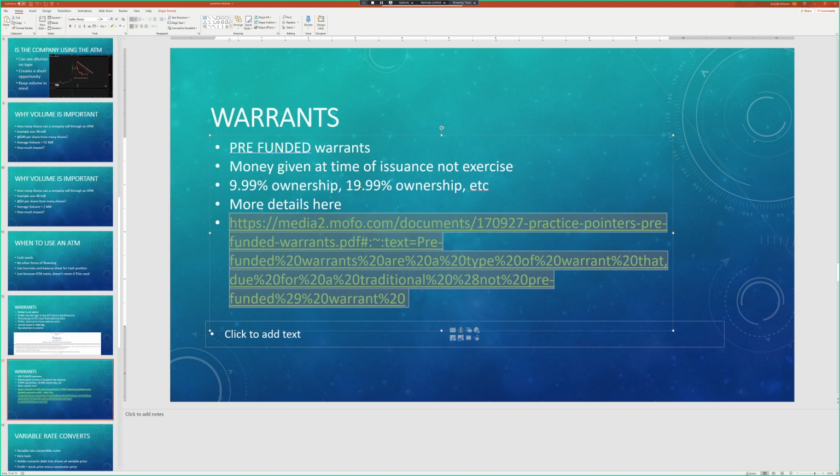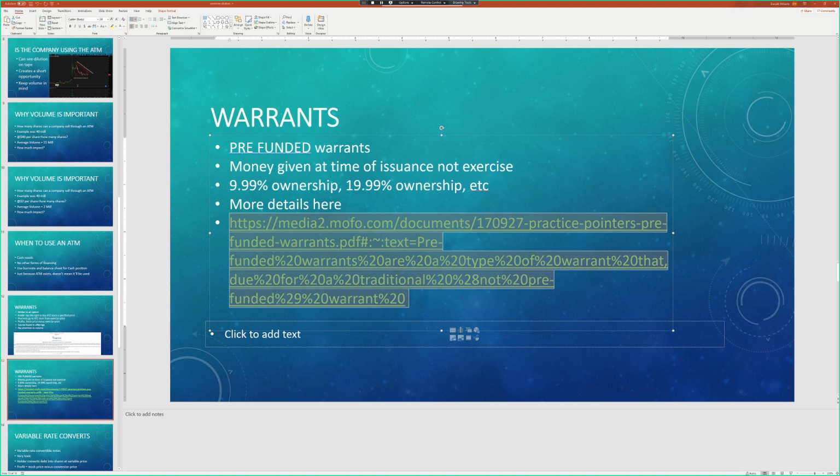9.99% ownership, 19.99% ownership, etc. There's different rules the SEC has you play by. Basically, if you're over 10% ownership, then you're an insider. Literally, you're an insider, and you have to follow different rules. So they use pre-funded warrants to stay under that. So you'll see a lot of people, they'll buy a 9.99% ownership stake, and then they'll have a lot of pre-funded warrants.